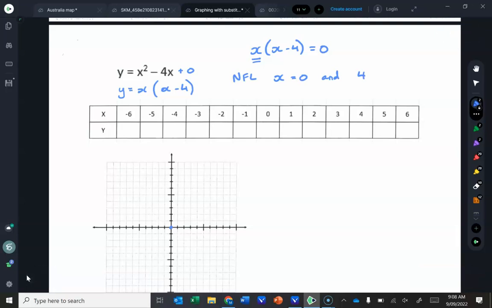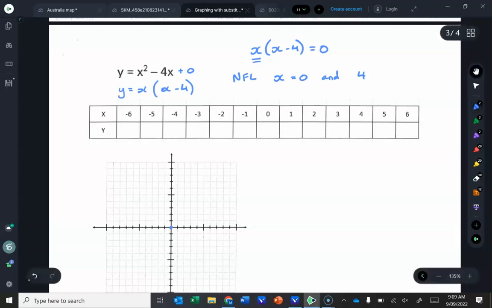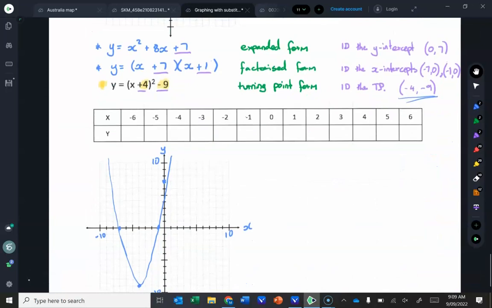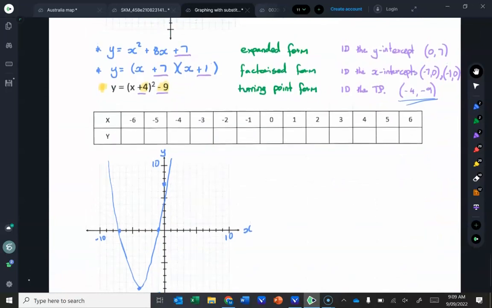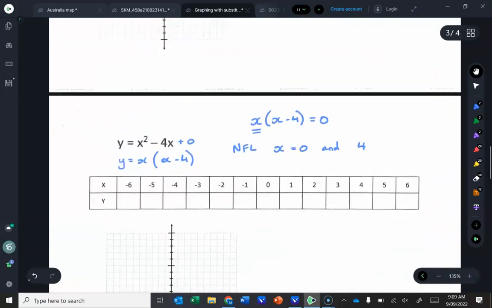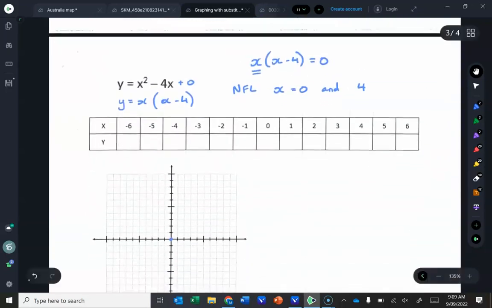How's that? So if you're feeling really confident with filling out the tables, there's another way. You know how down here we talked about the turning point form being good for finding the turning point? There's a way that you can do it without having to change it into turning point form. It's a bit of a cheap tactic, but it works really well.